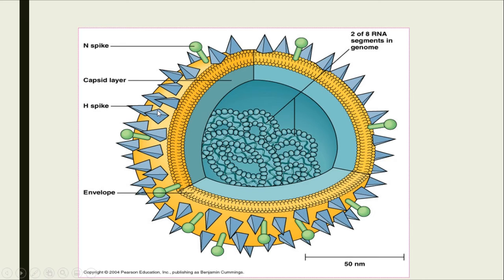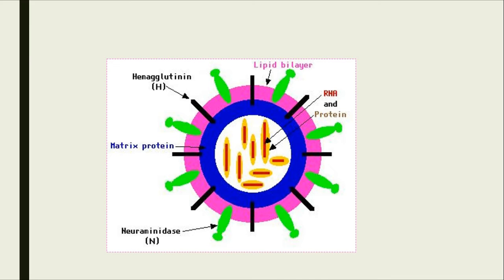On the surface of this envelope, the virus has two different types of peplomers or glycoprotein spikes. One is the N spike, called neuraminidase spikes, and H spikes, which stands for hemagglutinin spikes, and we'll see the actual functions of these in detail in the following slides. Right. This is another, simplified image of influenza virus. They have matrix protein also, same as HIV, which is covering the capsid, and they have an envelope, which is composed of hemagglutinin and neuraminidase spikes.